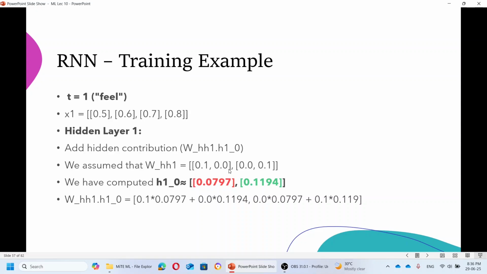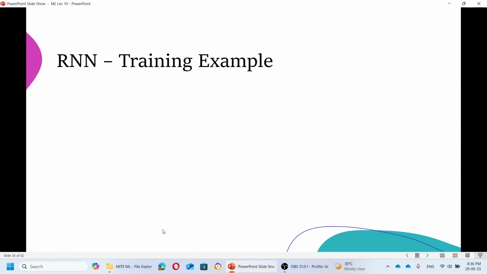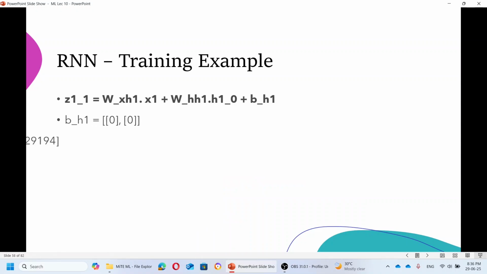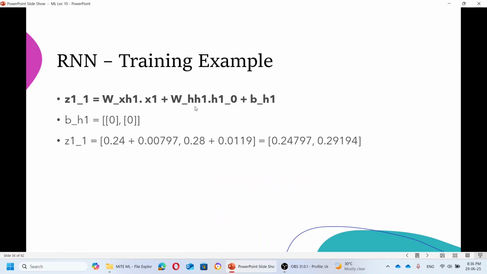Now here we have H10, because as I told you, in the second time step H10 is not 0 0, since we have computed H1 before. So the previous value of H will be used, which we computed over here, and this H11 is not multiplied by 0 0 anymore, but by these values. This is the output of S1. So what will be the total output? BH1 is still 0 0, it is not updated yet. We are training, and initially we assumed 0 0, so we have not updated it yet.